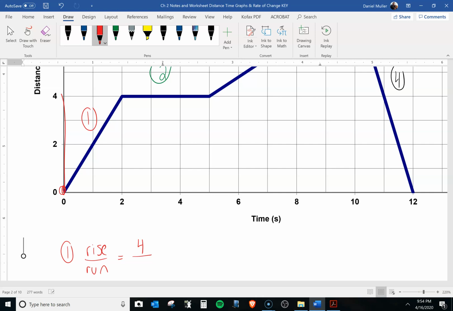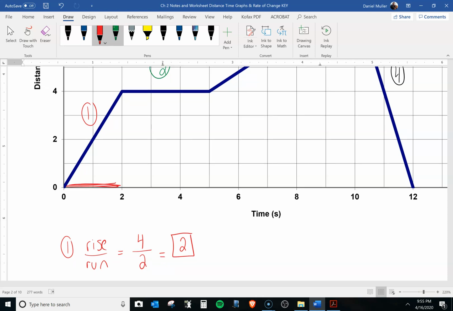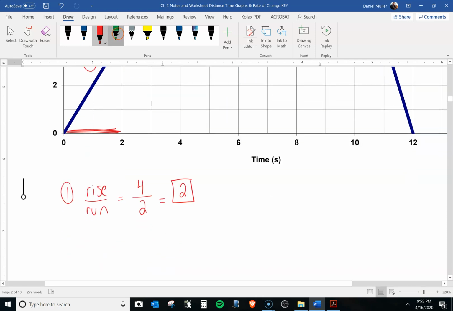And over that time, over this whole thing, how much time has passed? And this is this much time. So we would say 2. So it's 4 over 2, or you can reduce that to 2. So our slope or our steepness is 2. Now that's meaningless unless we can compare it to something else. So let's compare it to section 2.